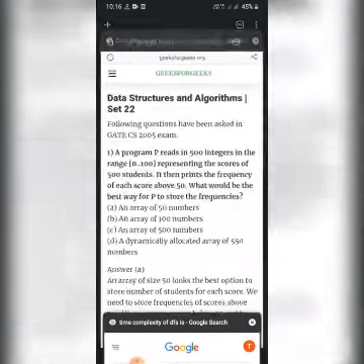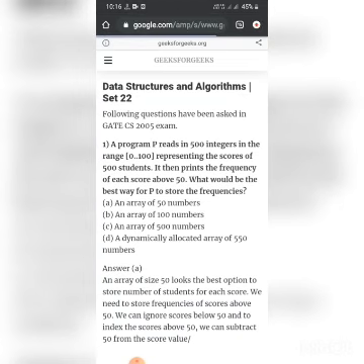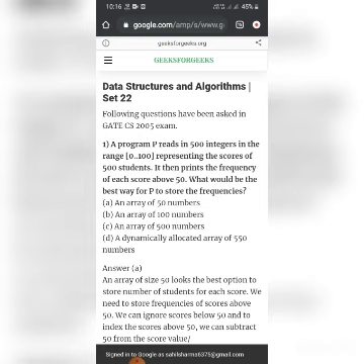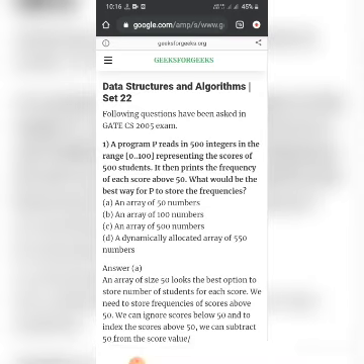Okay, set 22. Yes, this is the next question. A program P reads in 500 integers in the range representing the scores of 500 students. It then prints the frequency of each score above 50. What would be the best way for P to show the frequencies? And the answer they give is an array of 50 numbers.